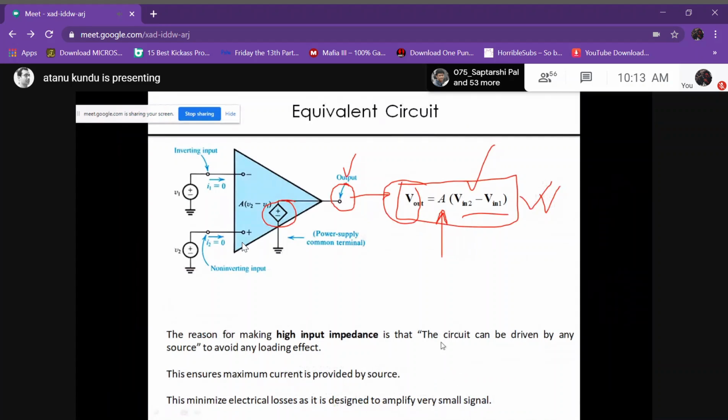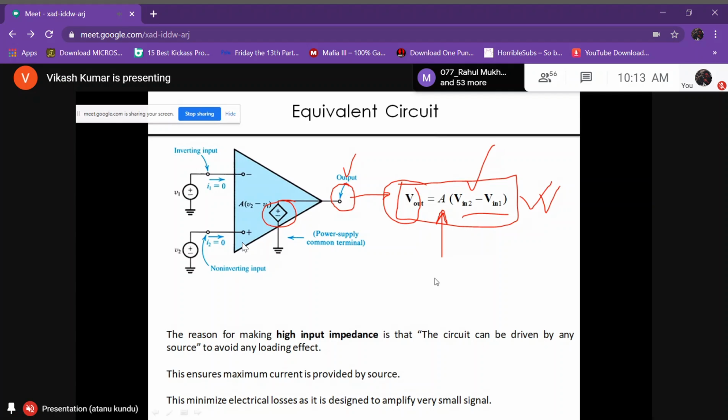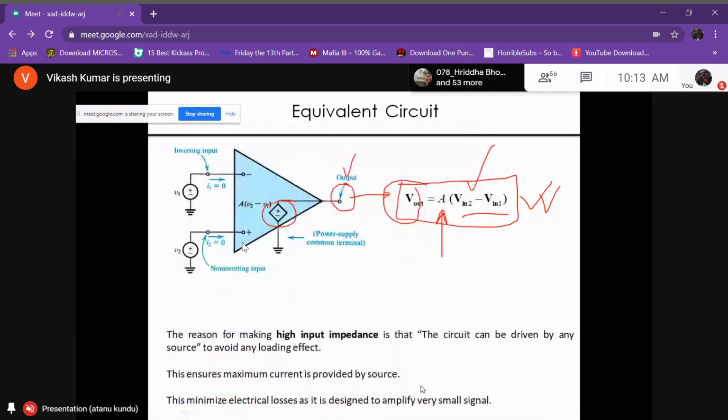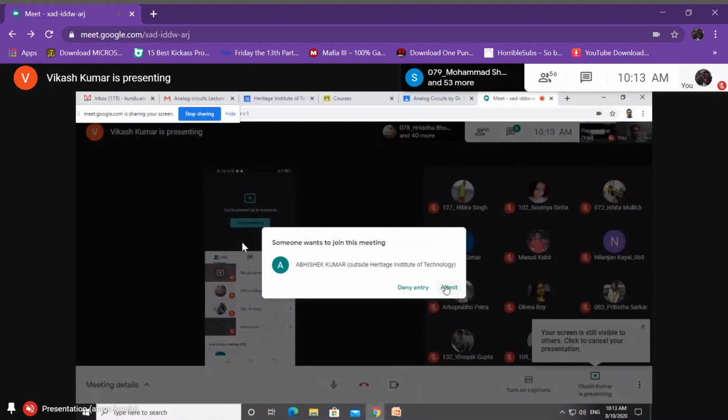Can you see my screen once again? Okay. Yes, sir. Okay. So we have to learn this thing in the block wise. Still people are joining. I need to approve them. Abhishek Kumar.